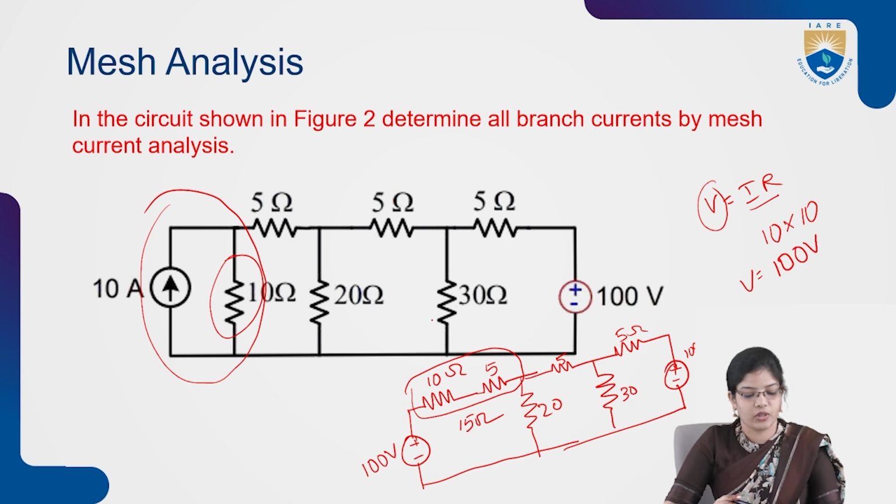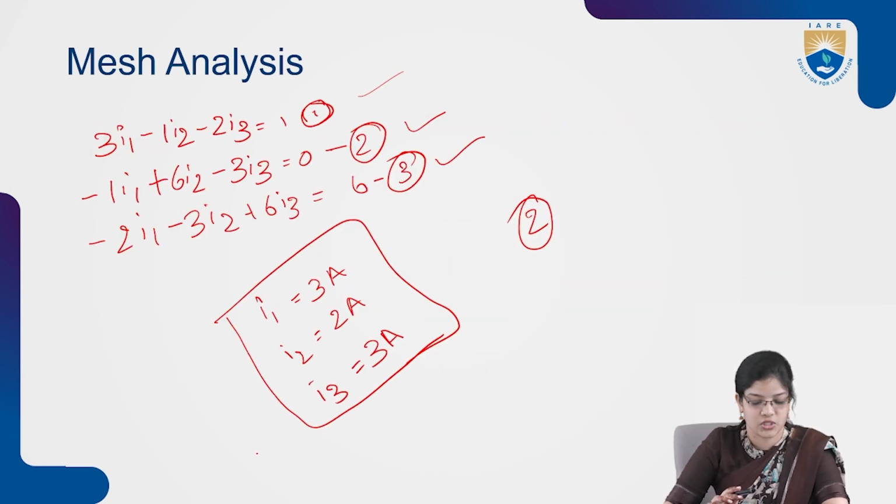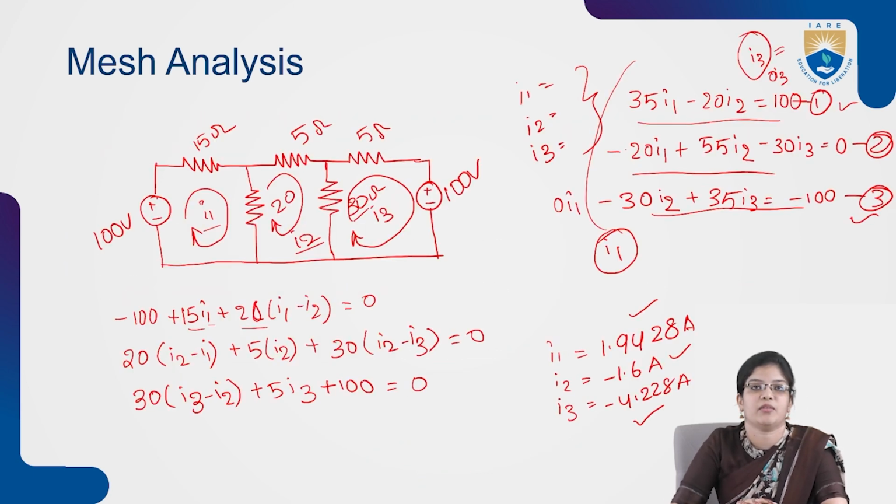So first we have to convert this circuit and then identify the meshes. After conversion, we have to identify the meshes and denote the mesh currents for each mesh, and then calculate the currents by using KVL. First we have to write the equations of the first, second and third meshes, and then from that take out the values of I1, I2 and I3.